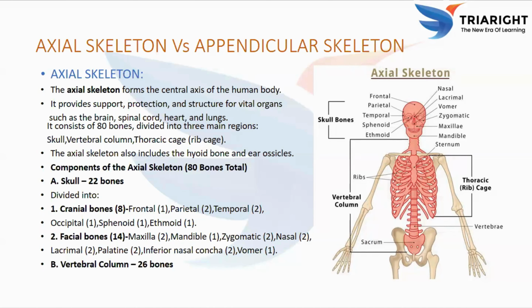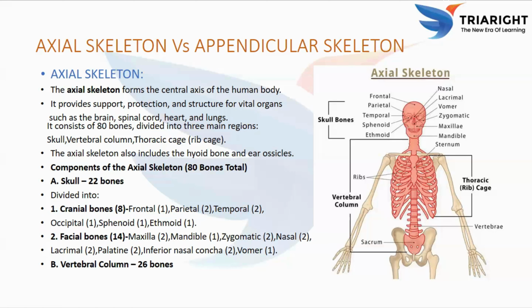So what is the axial skeleton? The axial skeleton forms the central axis of the human body. It is a central framework that supports and protects the most vital organs. What are the functions of the axial skeleton? It supports the body's central structure. This protects vital organs like the brain, spinal cord and heart. It also forms the main axis of the body. It provides attachment for muscles involved in posture, breathing and head movement.